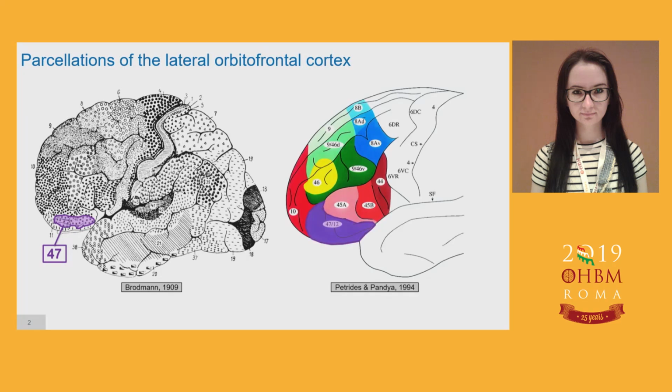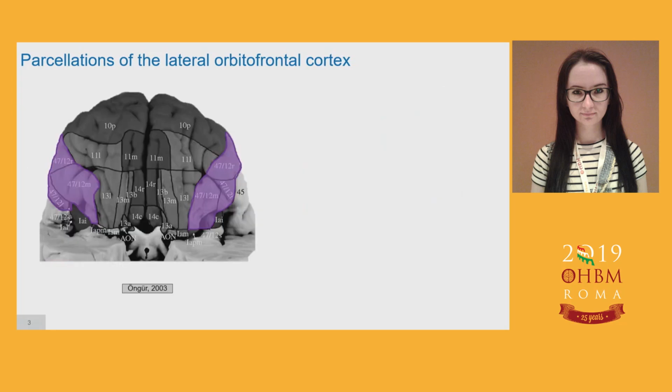Petrides adapted his labeling, extended by Area 12 found in a macaque monkey in the respective region, recognizing cytoarchitectonic differences in the orbital as opposed to the lateral portion of Area 47/12. Years later, recent studies have identified more than one area in this region based on cytoarchitectonic characteristics.